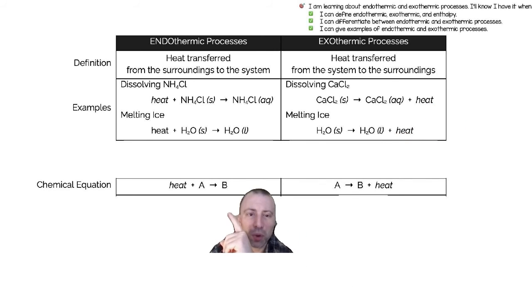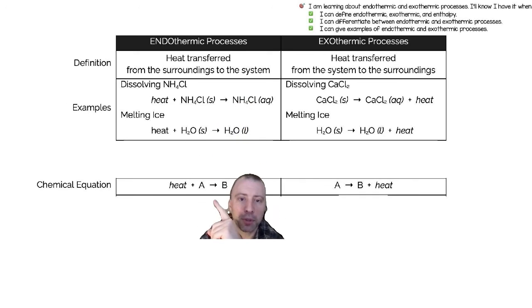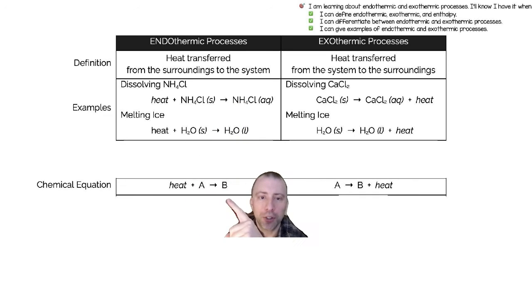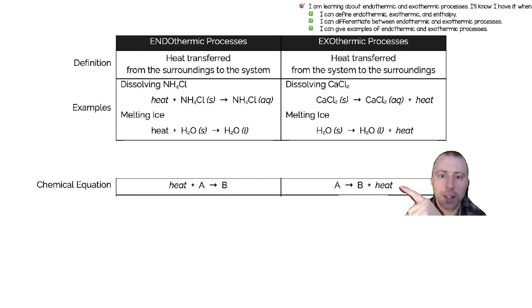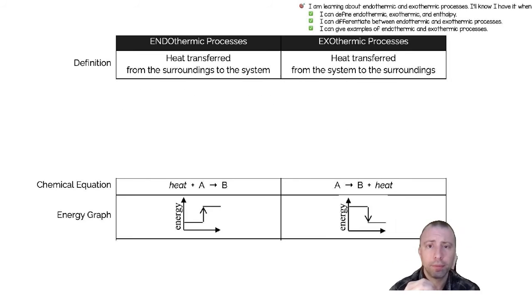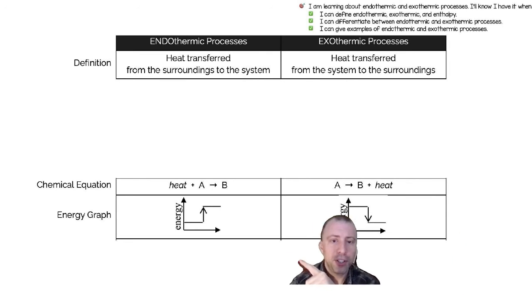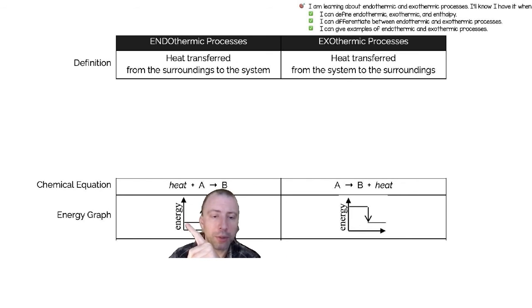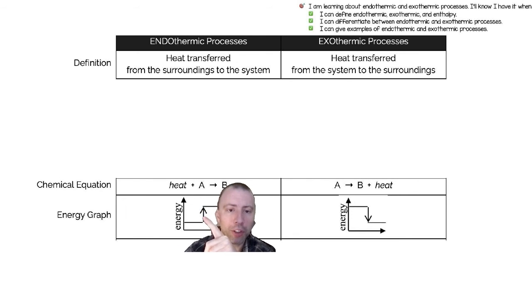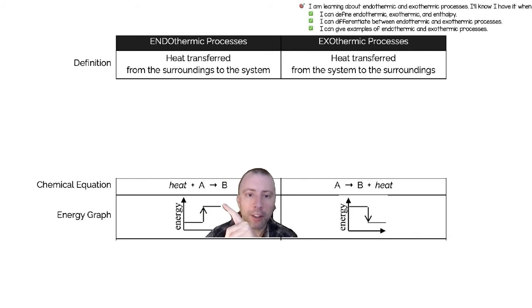And this is just a general way to do what we did up here. These were specific examples, but generally we could say heat plus A goes to B, or it could be heat plus AB goes to CD. But basically heat is on the reactant side for the endothermic process, and heat is on the product side for the exothermic process. Another way to represent this is with a potential energy graph, or just energy graph. So here we have two lines. This is the reactants before the heat is transferred, and then the products.